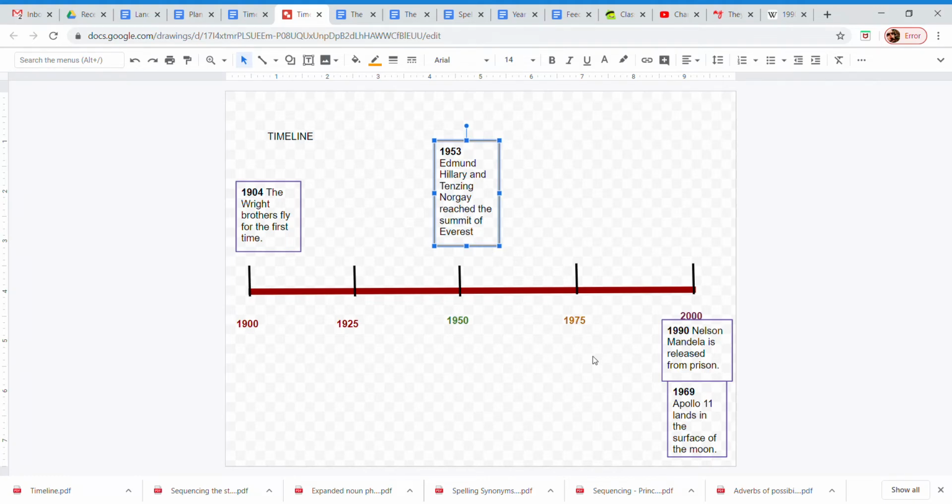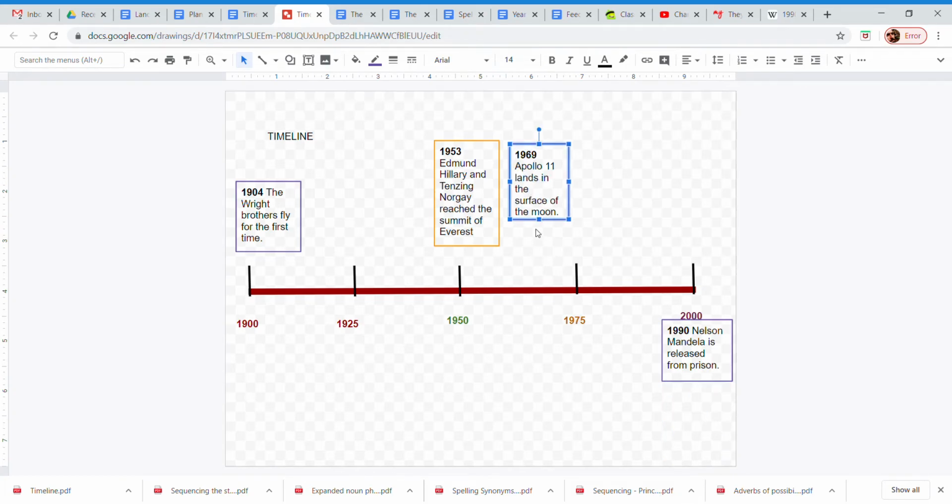The next event on our timeline will be, that's right, the Apollo landing in 1969. One small step for man, one giant leap for mankind. And I think it would fit somewhere around here. We have 1950, so we can guess 1960s around here, maybe 1970, and then we know 1975 is here. So I think that's a good spot for it.